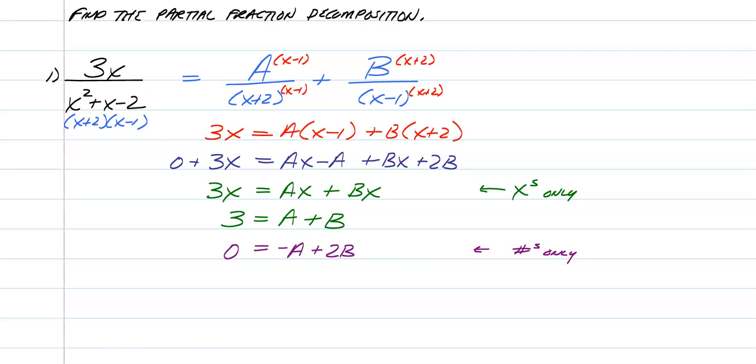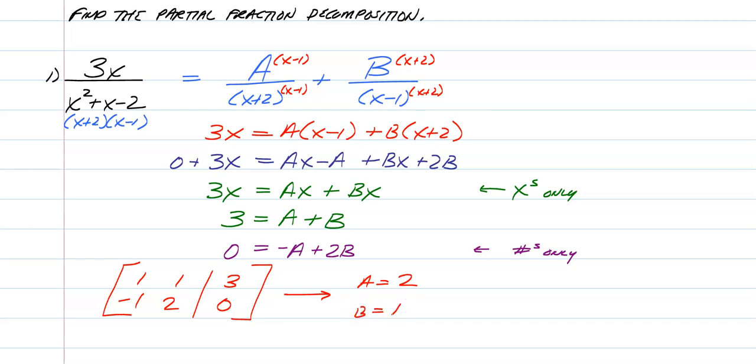So what we're going to do with this now is plug these two into our RREF. So in the matrix, remember, basically what you would do here is have our 1, 1, and then our 3. Constant usually goes on the right, just so your calculator knows. And then a negative 1, 2, 0. Then just type that in the graphing calculator, and your RREF is going to give you that A is equal to 2 and B is equal to 1.